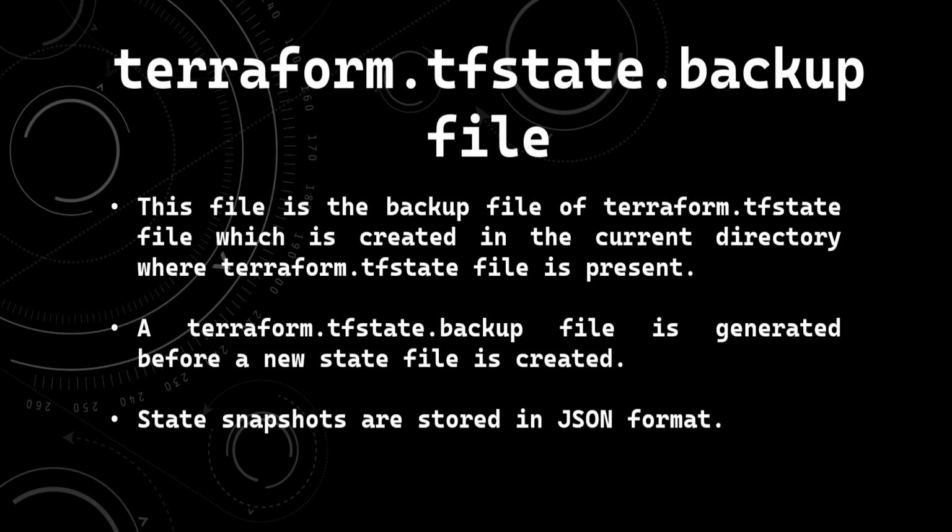We have deleted the S3 bucket, but at this moment, if we want to create the S3 bucket again, it will take the input from the Terraform state file, or the information about the S3 bucket is there in the Terraform state file. But now the Terraform state file is empty. So that is why, as a backup of the Terraform state file, the terraform.tfstate.backup file is there. And within that backup file, the resource definition is mentioned. State snapshots are stored in JSON format like the terraform.tfstate file.